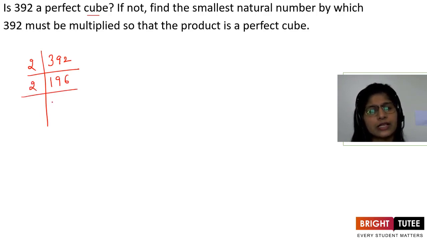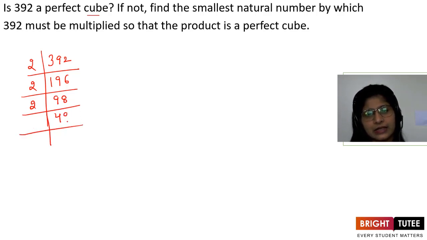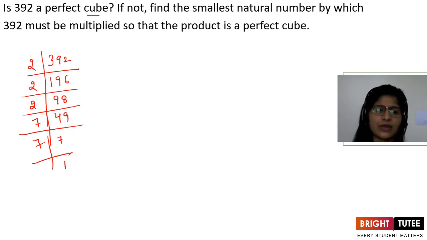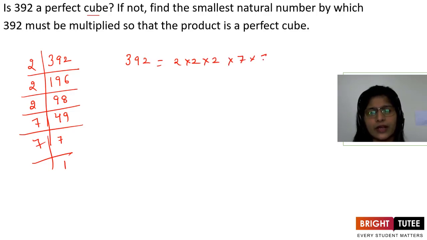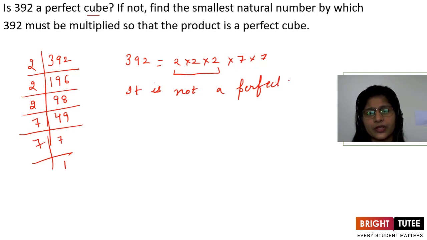Now how to write? 19 is there. 2 nines are 18. 2 eights are 16. With 2, 2 fours are 8. 2 nines are 18. And then we have 7 sevens are 49. Okay, so we have divided it. We got 49, right, and it is divisible by 7. So 392 can be expressed as 2 three times and 7 two times. Right, so 2 three times and 7 two times we are writing. Forming the triplet, only one triplet is formed. So we say it is not a perfect cube. It's not a perfect cube.